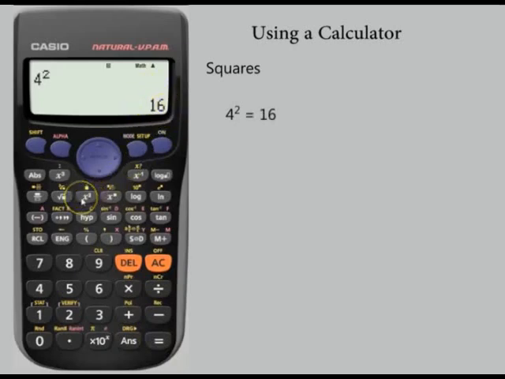Next to the square button is the square root button. We will use that to calculate the square root of 16. Press the square root button, input 16 and press equal. We get 4, which is the positive square root of 16.